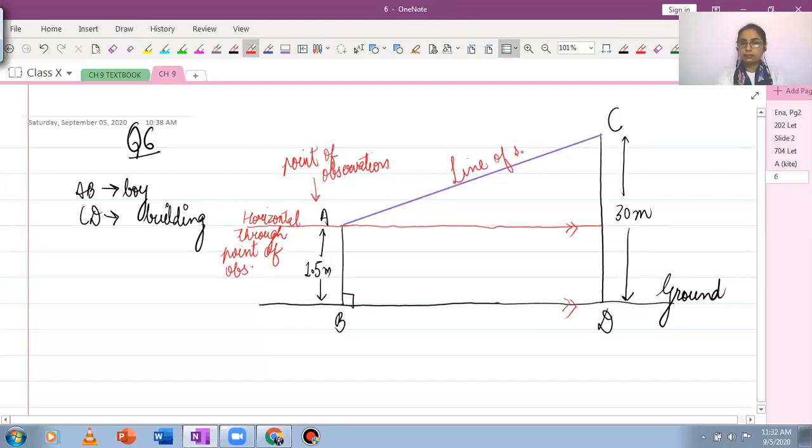And this is line of sight. So angle is formed here. The angle of elevation, this angle is 30 degrees. Does anyone have any doubt till here? Like at this point, anyone who wants to ask anything?